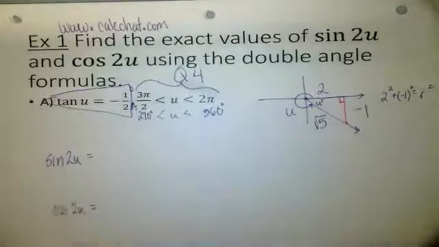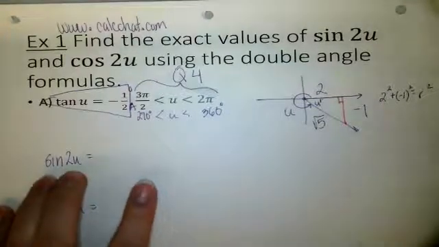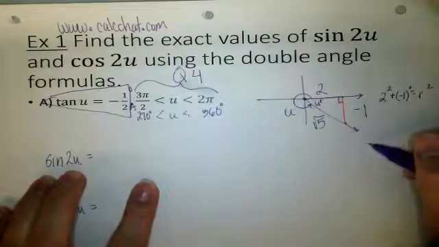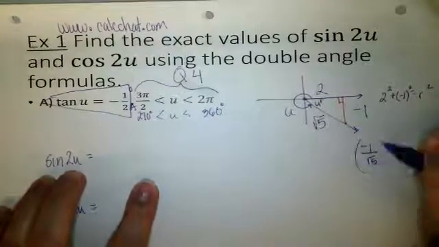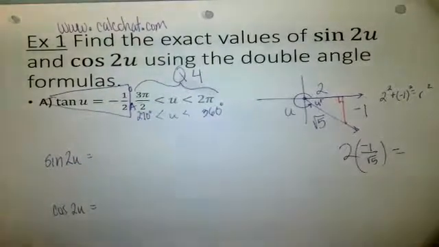And a lot of students think that, oh, well, sine of 2u is going to just be the sine ratio, which would be -1 over radical 5, and then double it. And sure, that's the sine of double our angle. And that's not what's happening. The order is important here.